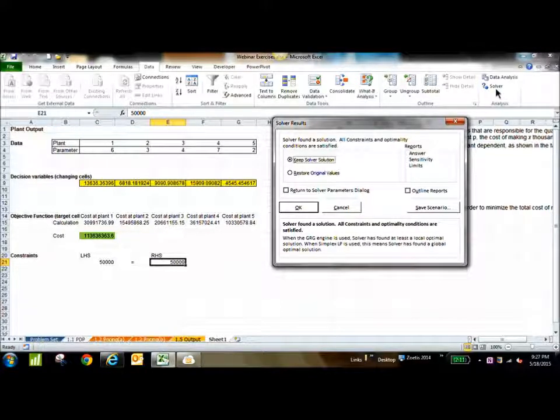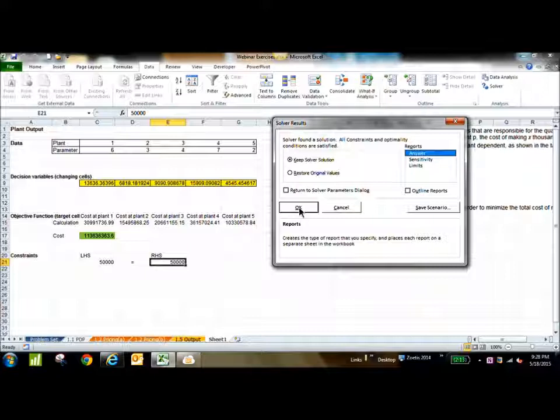But at this point, everything seems to be fine. There is no point in rerunning the Solver. Best practice is to just keep Solver solution. Don't go to restore original values. Just keep Solver solution, click Answer to generate the answer report that we talked about, and then hit OK.